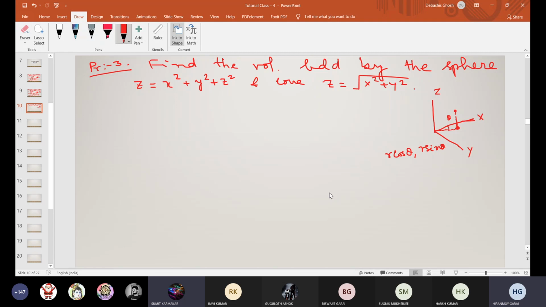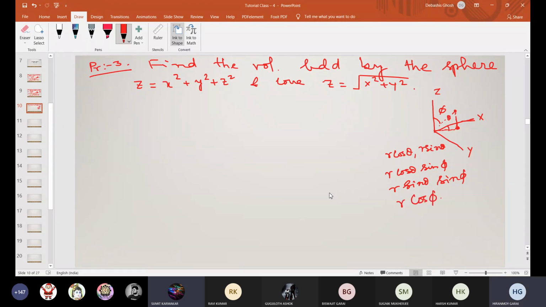Now if you consider this with respect to this point, then that creates another angle with your z axis. So that angle is denoted by phi, and for each of these, the values are r cos theta sin phi, r sin theta sin phi, and z is r cos phi.